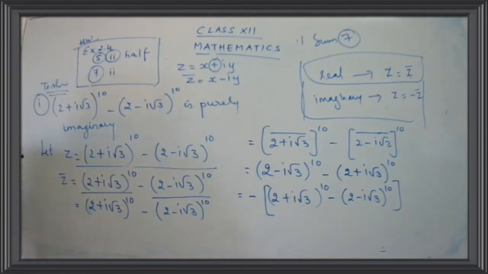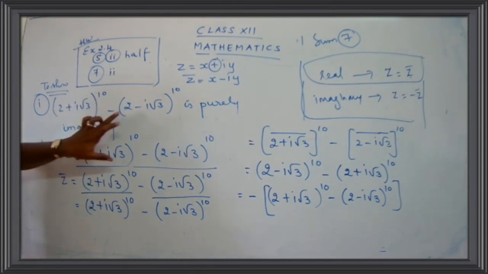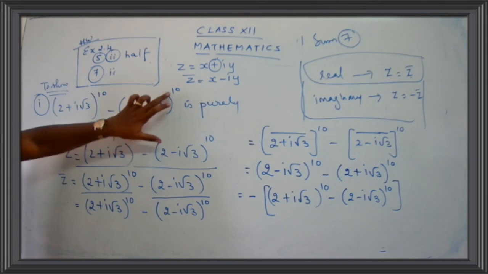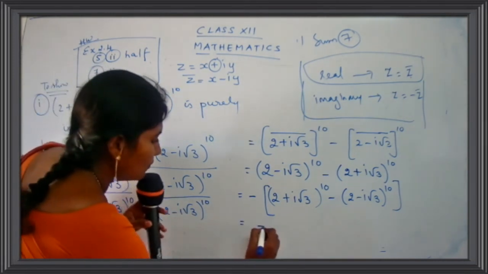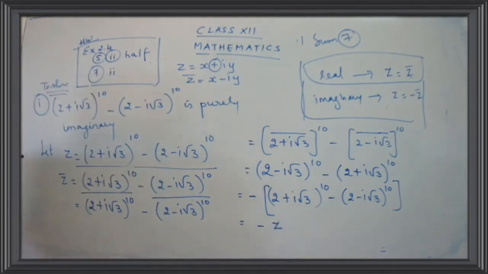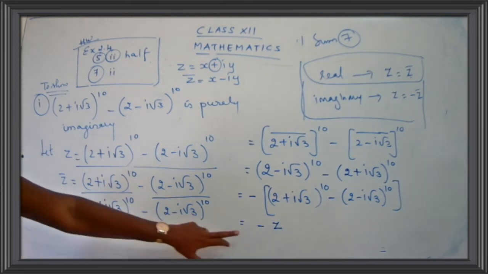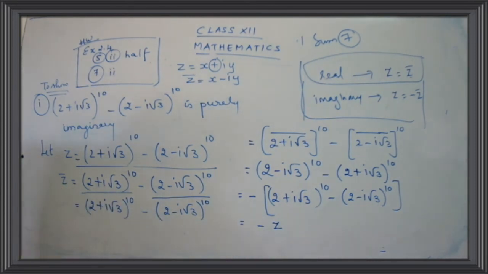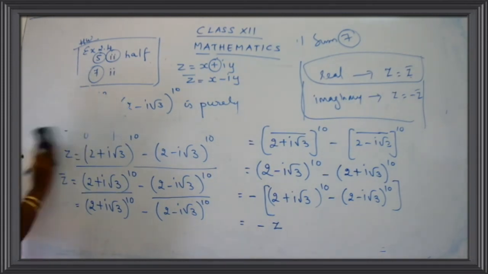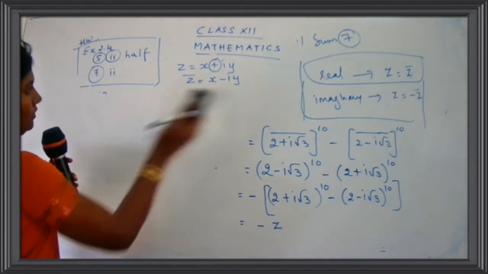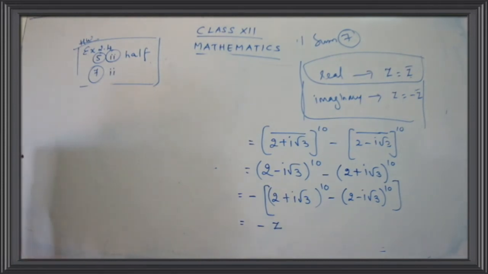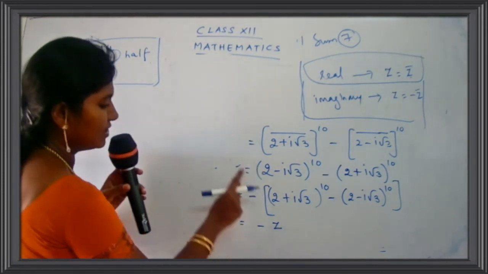See here now, so this is the question: (2 + i√3)^10 minus (2 − i√3)^10. So this is equal to minus z. Clear? So that's what we have proved, yes children. We started with z bar and we have shown that it is equal to minus z. So let's complete the answer over here. I hope you are clear with this step. This is a very easy step. Yes children, this step is just interchanging.